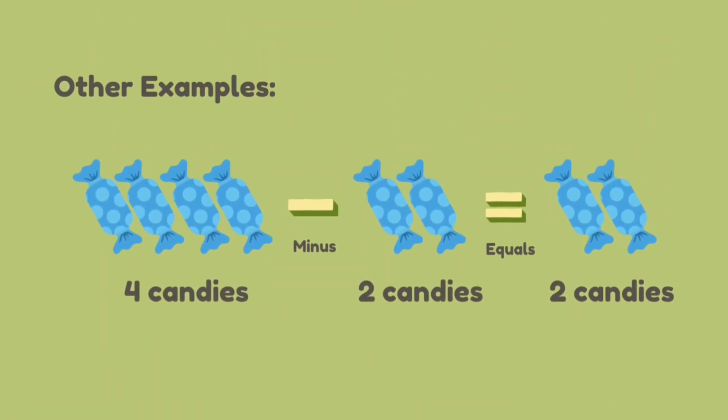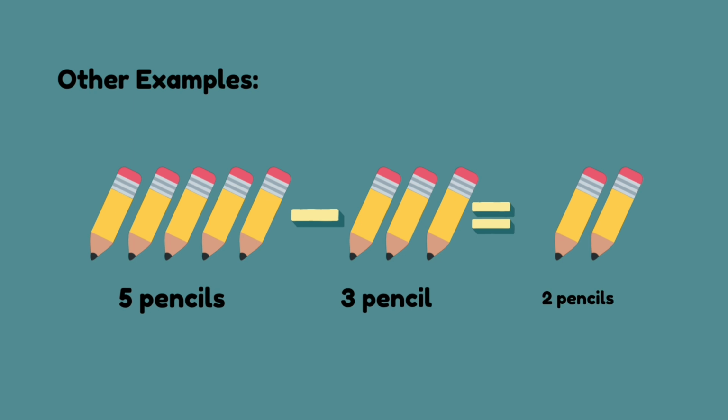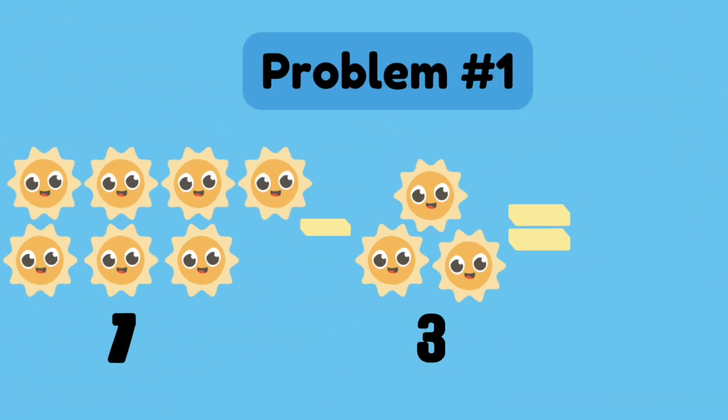We have here other examples. 4 candies minus 2 candies equals 2 candies. 5 pencils minus 3 pencils equals 2 pencils. Now children, it's your turn to answer the following problems.